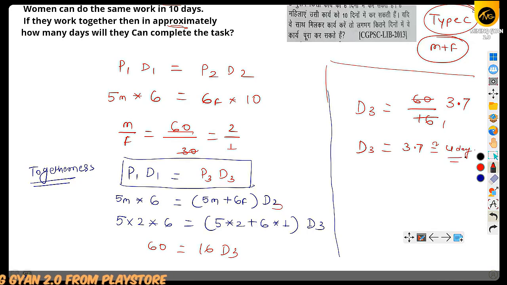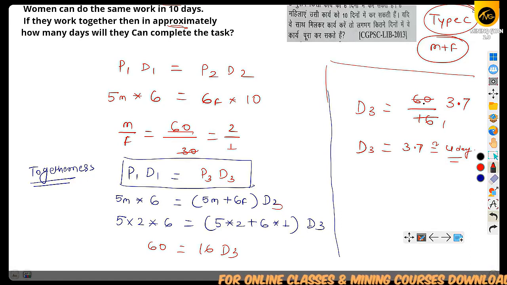Okay, but you can also use the mixed fraction form, 60 divided by 16, if a mixed fraction option is available in the options. Okay, so basically approximately 4 days will be required to complete the same task.